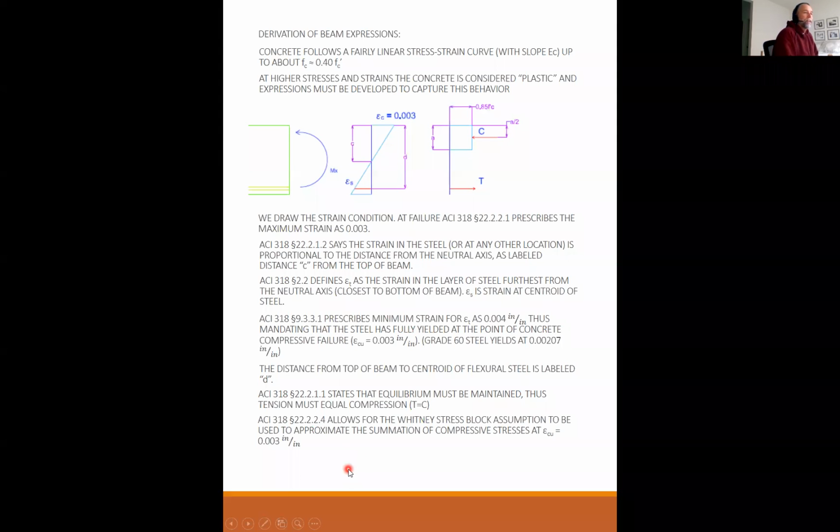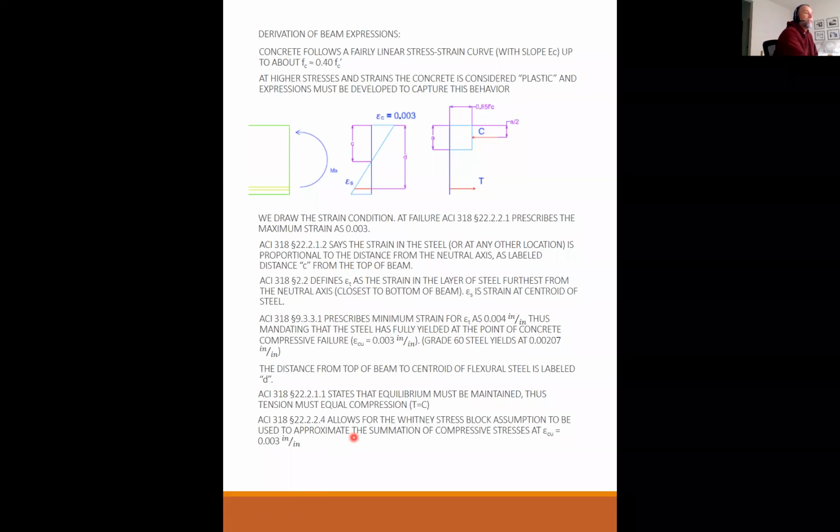ACI 318, section 22.2.2.4 allows for the Whitney stress block assumption to be used to approximate the summation of compressive stresses at epsilon sub cu equal to 0.003 inch per inch. Okay, so remember last lecture, I showed you a fairly complicated way to come up with this parabolic stress diagram, and then we used integrals to add it all up. What ACI says is, you can still do that. It doesn't say you can't do that.